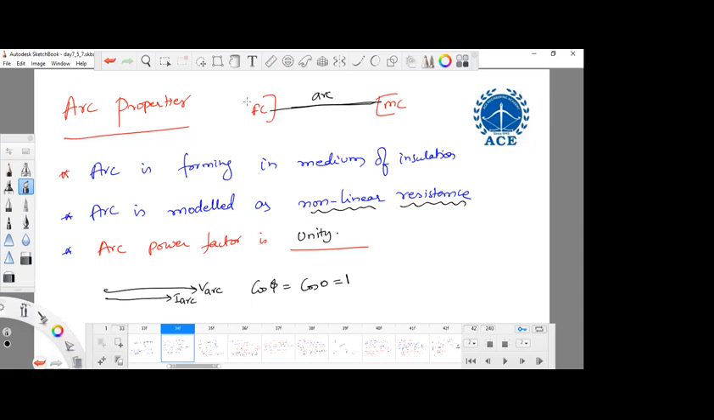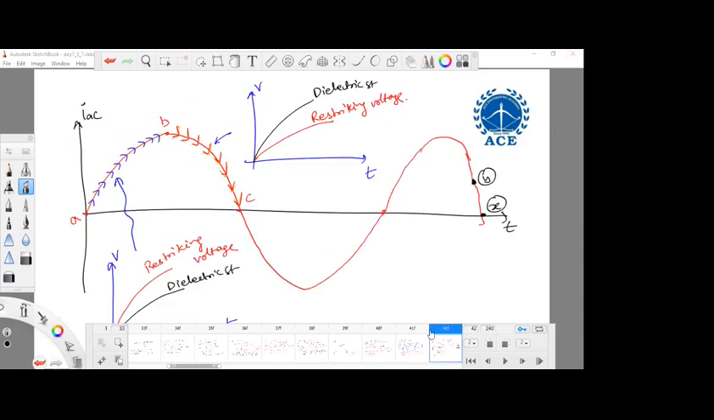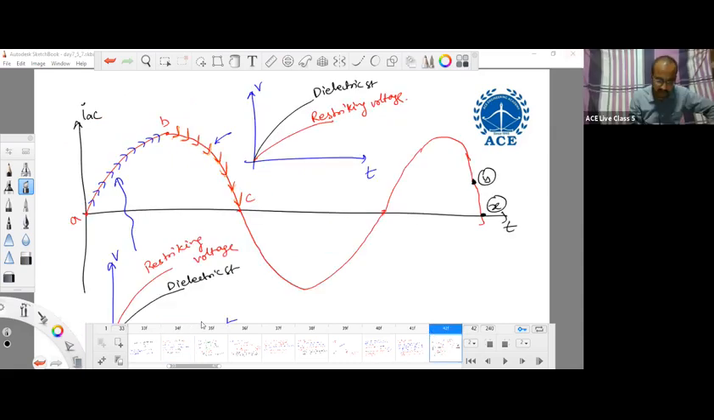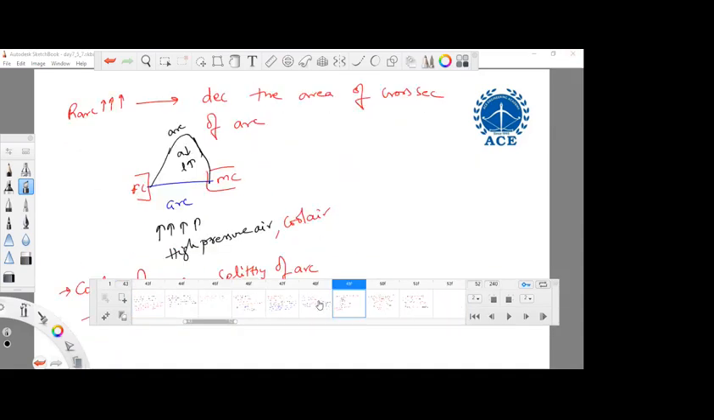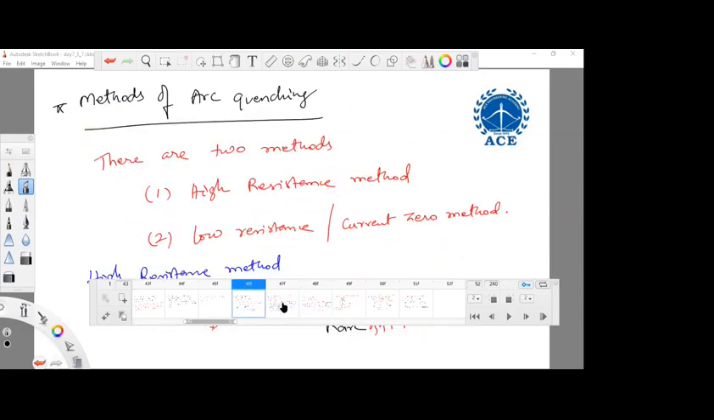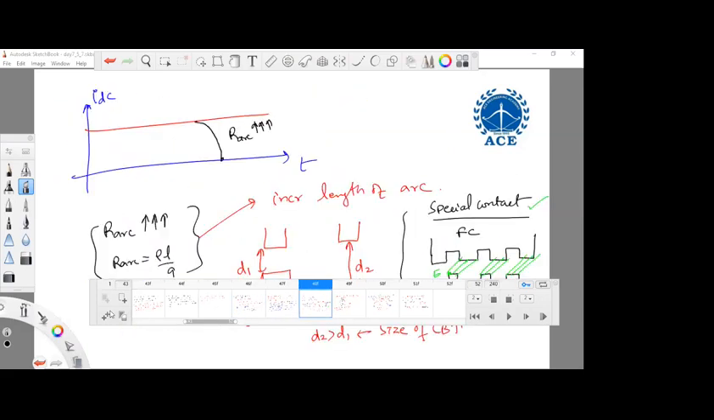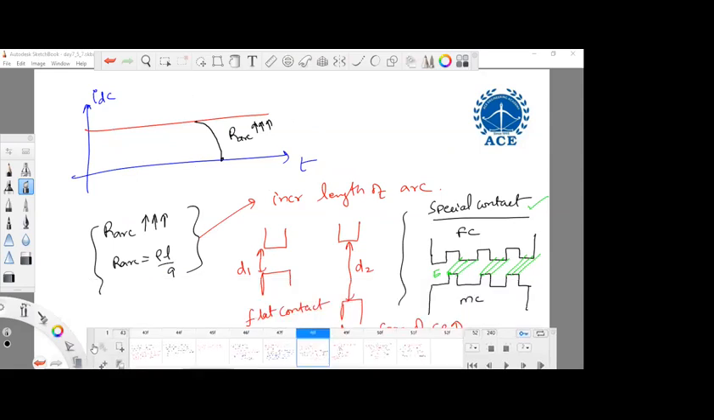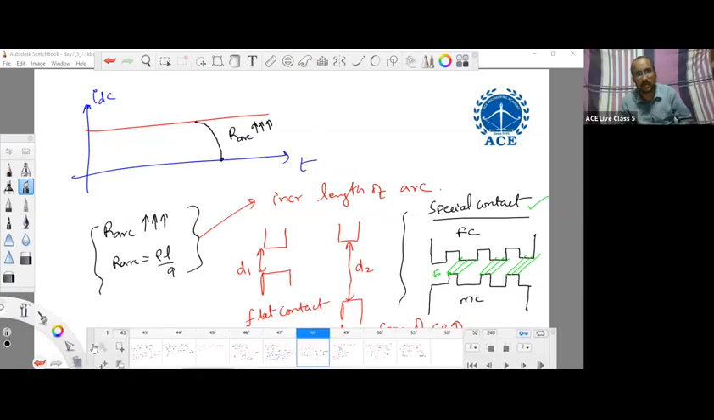Okay, sir. Sir, also in the high resistance method. One more doubt, sir. What is your doubt? Sir, in that you have drawn a graph where we made our arc current go to zero point. What is that meaning, sir?